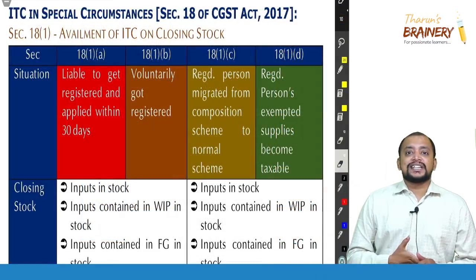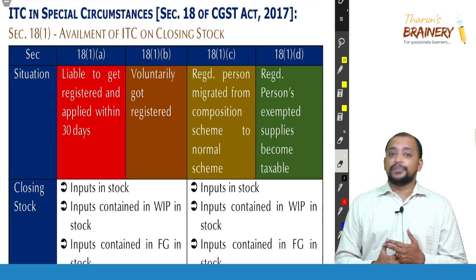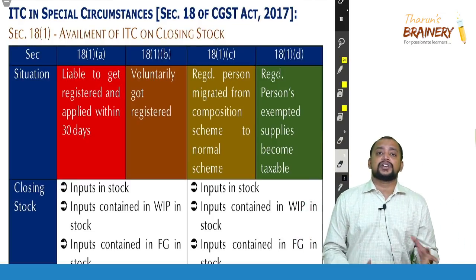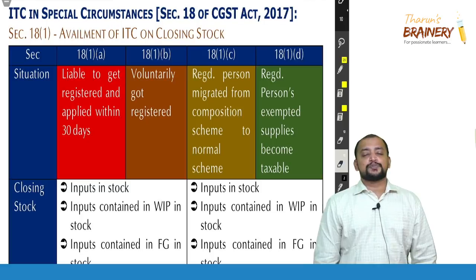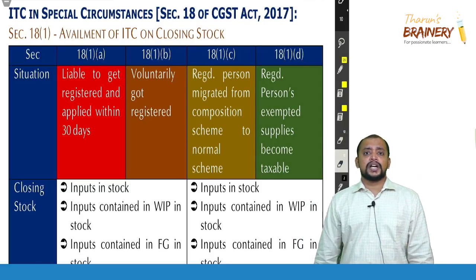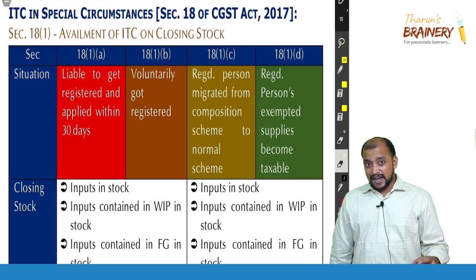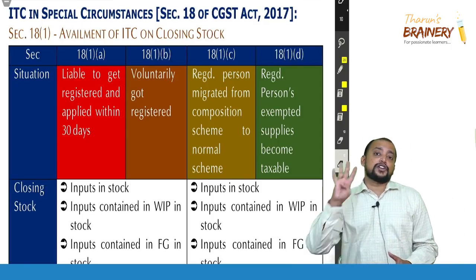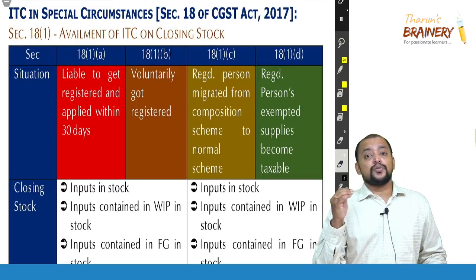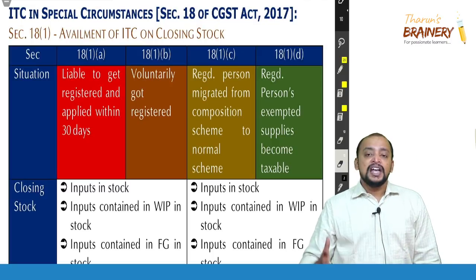We are starting with section 18 now. Section 16, section 17 we completed. Now section 18. What is section 18? Input tax credit in special cases. First there is 18 subsection 1, availment of ITC on closing stock. What is this availment of ITC on closing stock? There are 4 situations given: 18.1a, 18.1b, 18.1c and 18.1d.